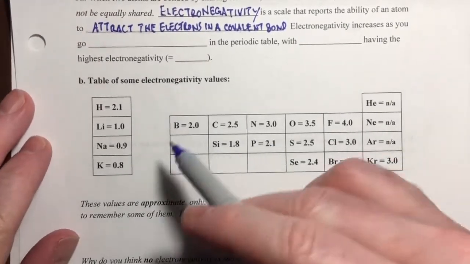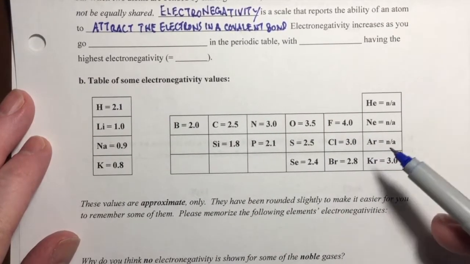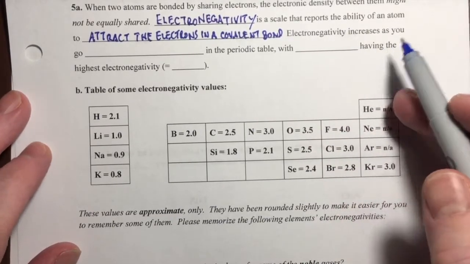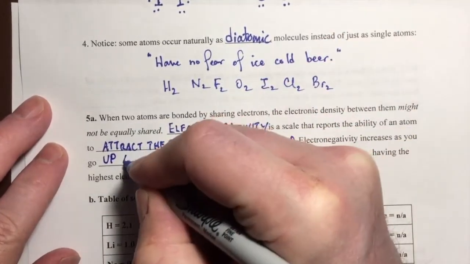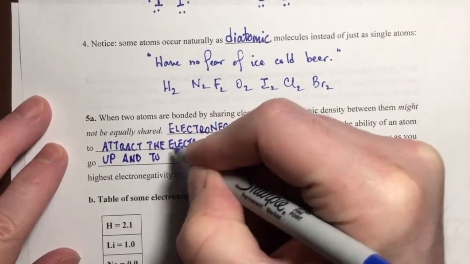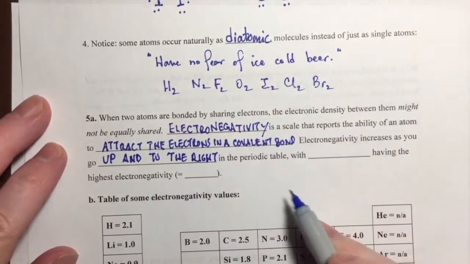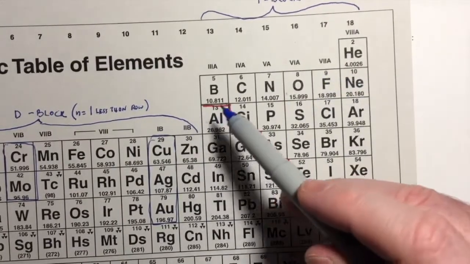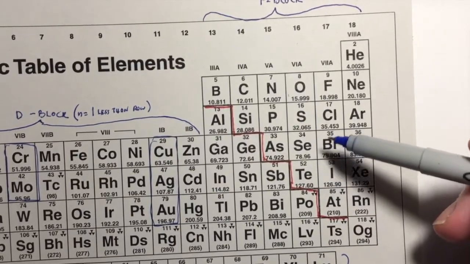So I've given you a table here of some elements and their electronegativity values. And there's a general trend. The general trend is that electronegativity increases as you go up and to the right in the periodic table. So if we look at our periodic table, we can see that generally as we go up a group and as we go right across a row, we increase the electronegativity of the atom.